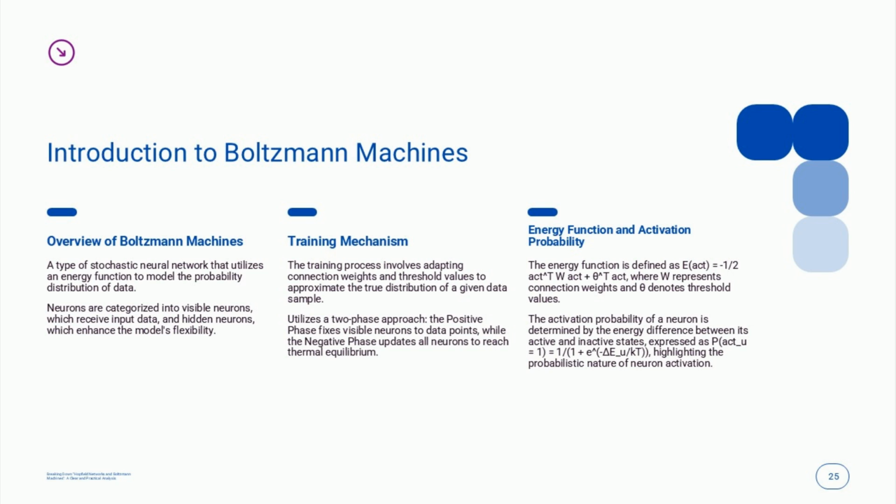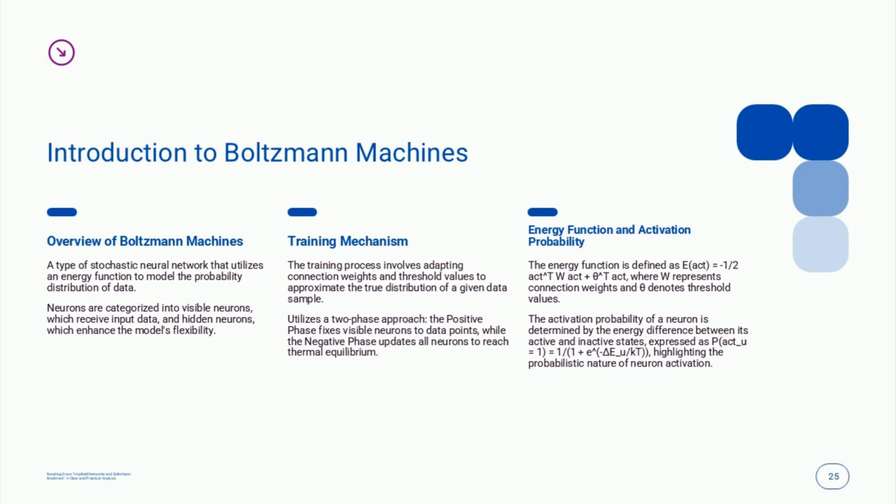Now, let's get started. Boltzmann machines are a type of stochastic neural network that work with probabilities and energy states to model data distributions. Think of it as a decision-making system that loves playing dice, sometimes making unconventional moves to explore all possible solutions. Here's the big picture.